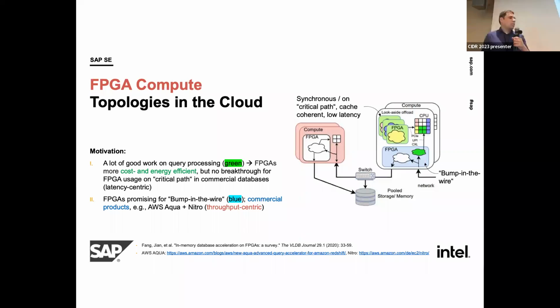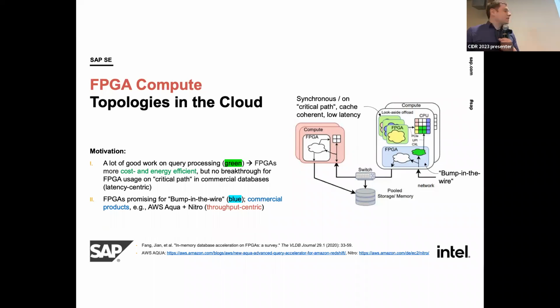Now, the second type could be called bump in a wire, and that means that whenever you have data movement, you could put an FPGA in between. I think we heard this also in Gustavo's keynote, and I hope you remember some of that, because it will come up here as well from time to time. It's basically putting an FPGA between the CPU and the storage, or CPU and memory, or just putting the FPGA on the network. And there we have seen several kinds of commercial products even around that.